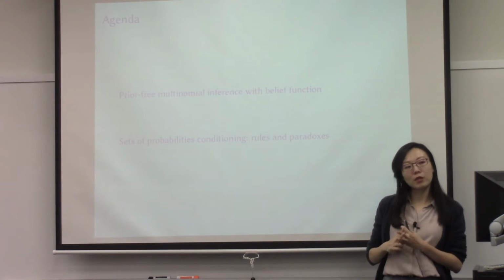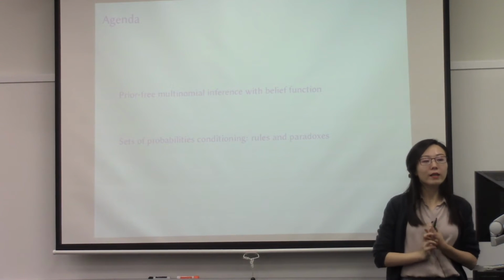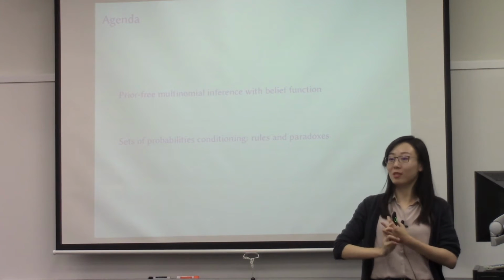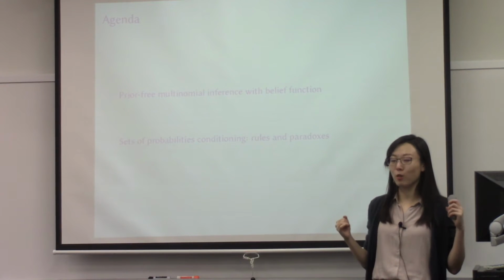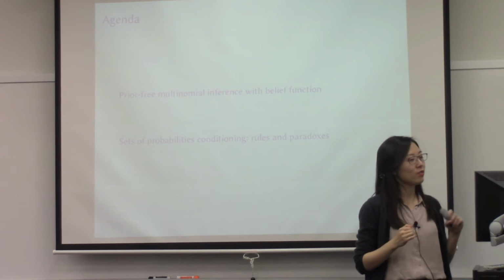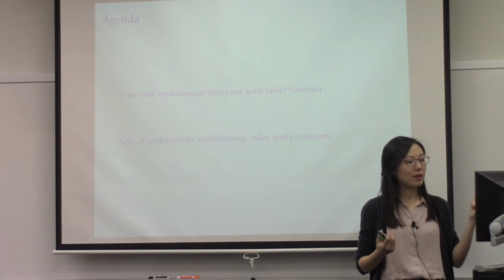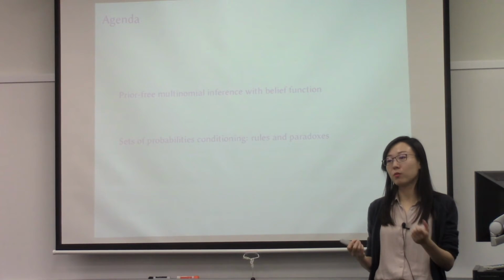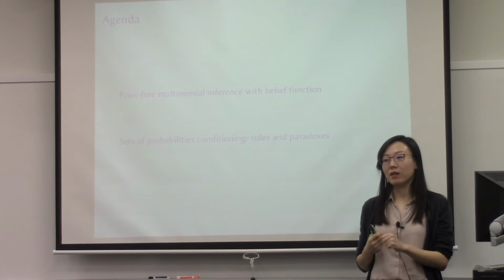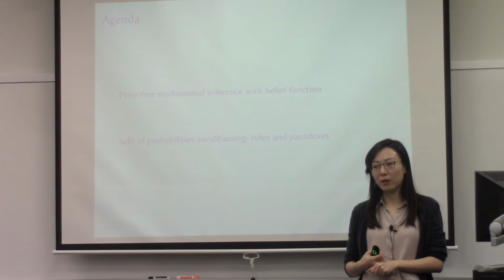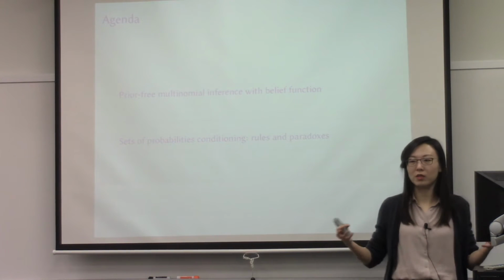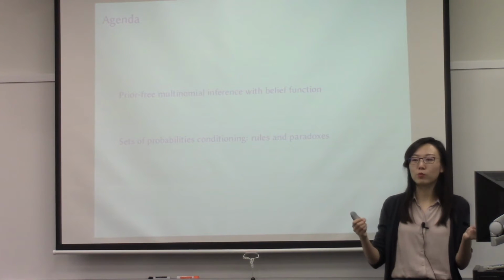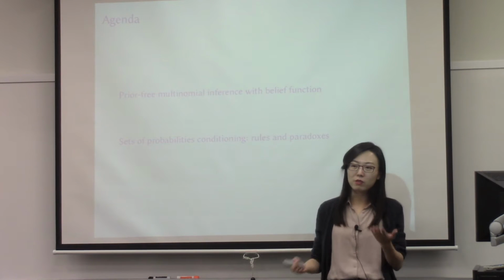So there are two things I want to tell you about today. One is that sets of probabilities can actually do wonders. And I would like to discuss with you this model that in fact does prior free inference for multinomial data. That is using the Dempster-Shafer theory of belief function. The belief function is what we will use to express in the posterior our inference for things.